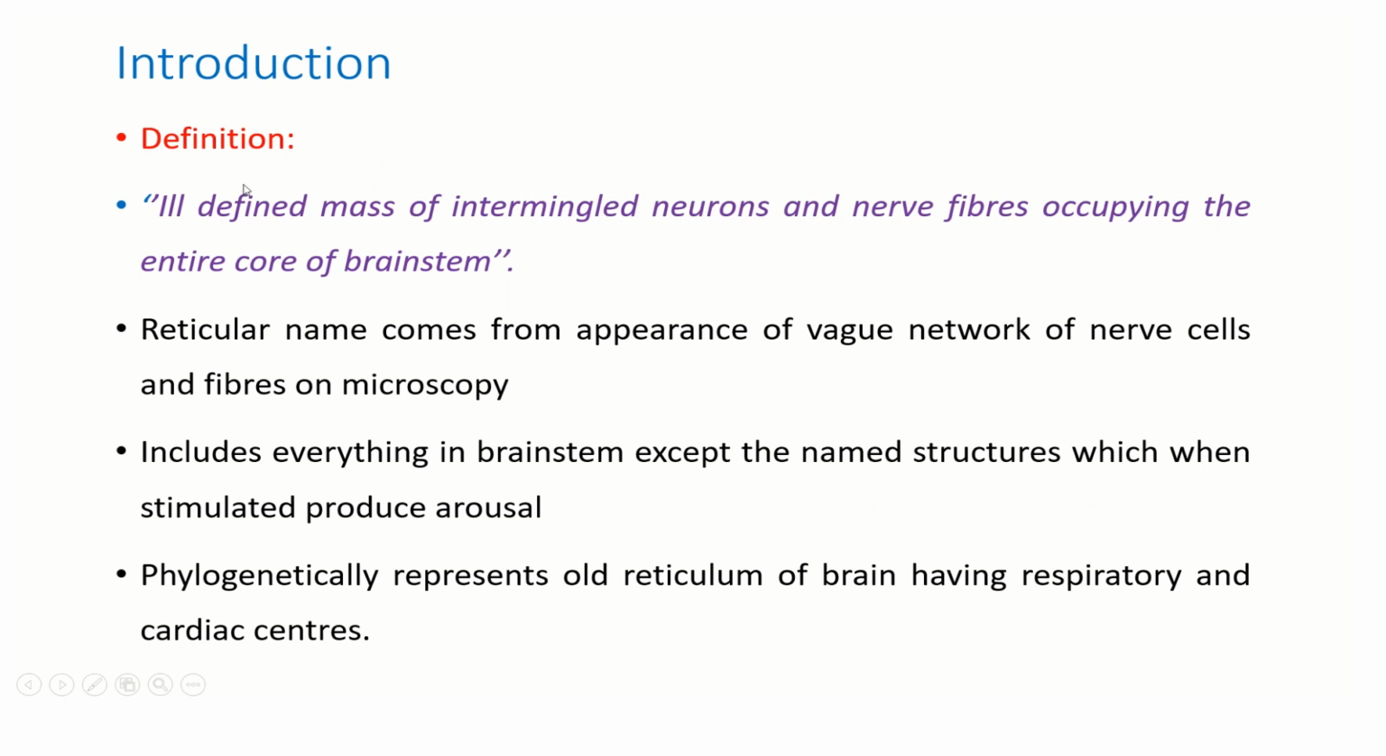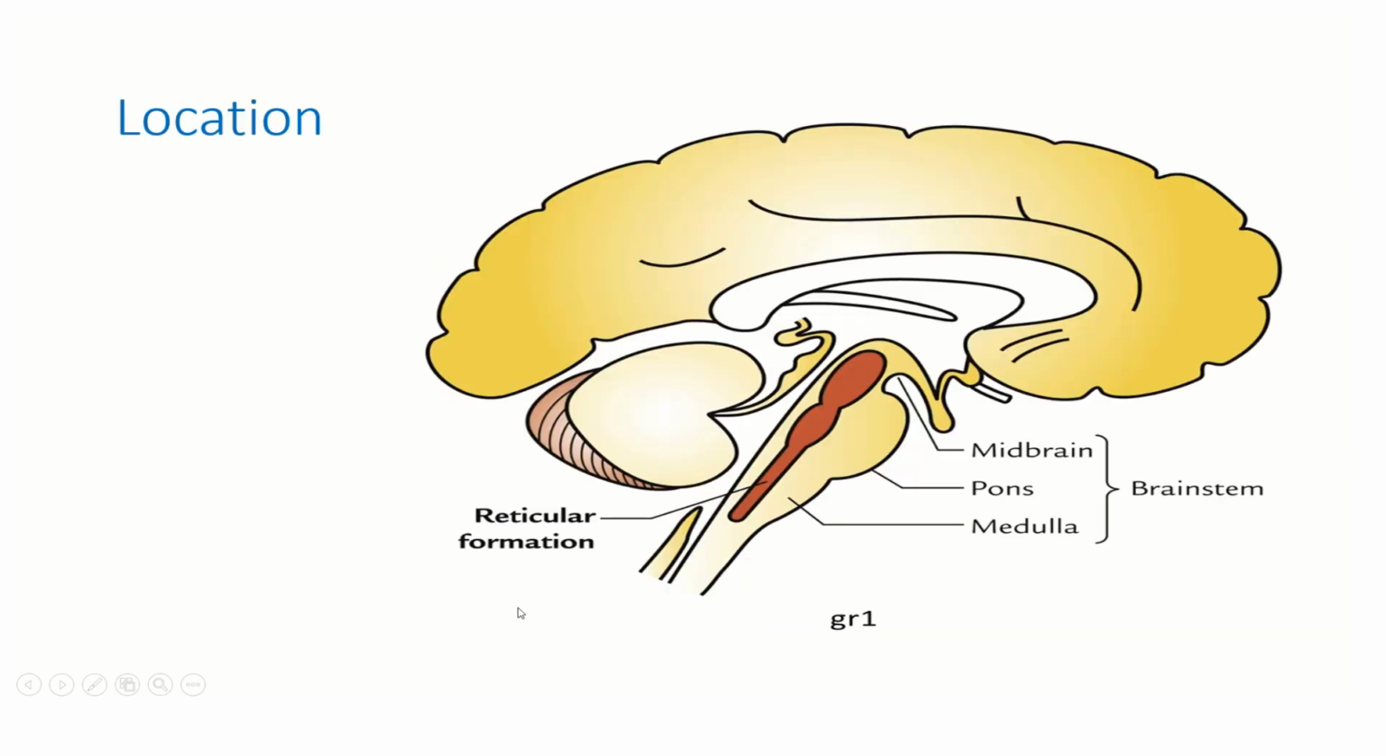So what is the definition of reticular formation? It is an ill-defined mass of intermingled neurons and nerve fibers occupying the entire core of the brainstem. The name reticular comes from the appearance of a vague network of nerve cells and fibers on microscopy. It includes everything in the brainstem except the named structures, which when stimulated produce arousal. Phylogenetically, it represents the old reticulum of the brain, having respiratory and cardiac centers.